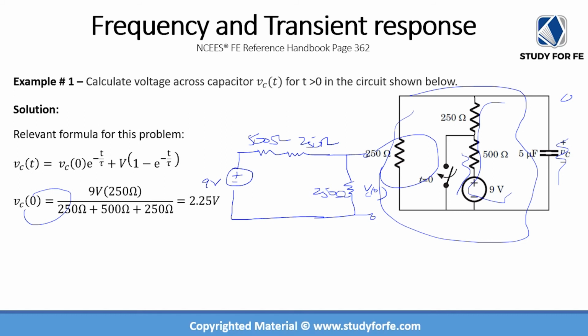And you can solve it using Thevenin or simple voltage drop equation, the voltage divider equation. So I have the 9 volt battery times the resistor across which I'm interested in finding the voltage, divided by the total sum of the resistances in the denominator. And that gives me the resultant voltage, VC naught.